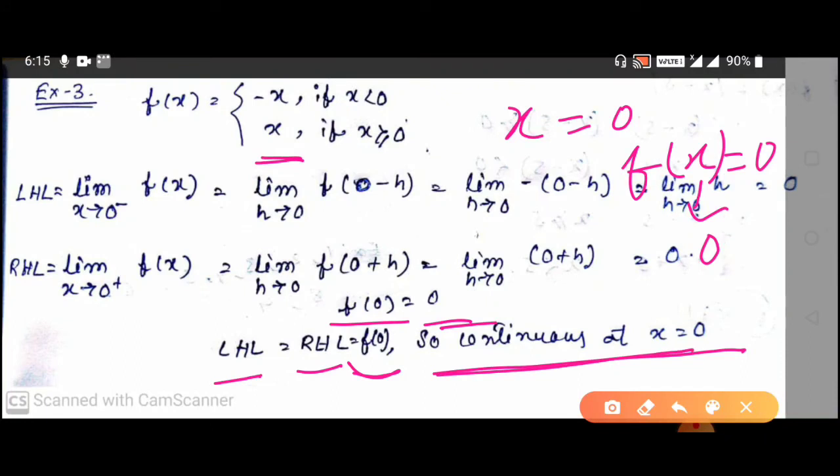Whenever the condition is given and you have to find the continuity at a particular point, you have to do the left hand limit in step 1, the right hand limit in step 2, and the value at the point in step 3. Then you have to compare whether these 3 are equal or not.